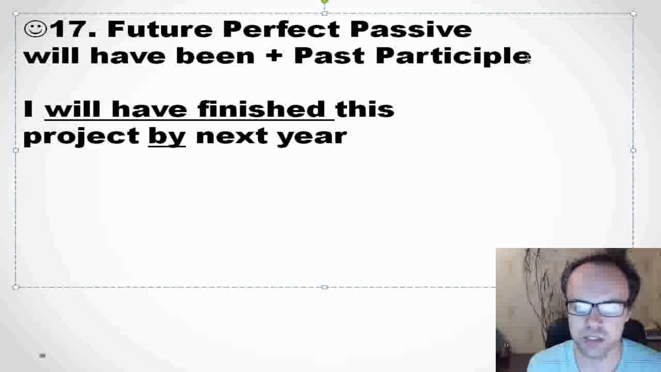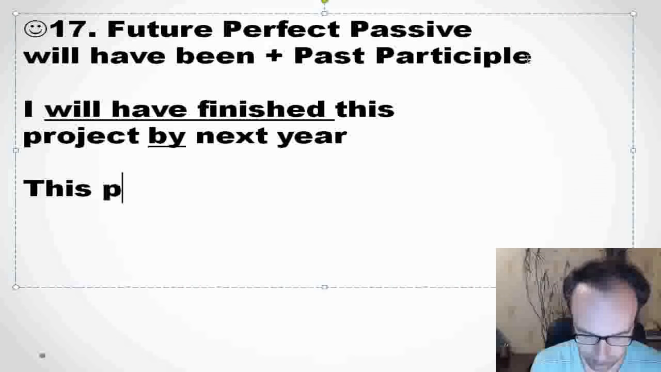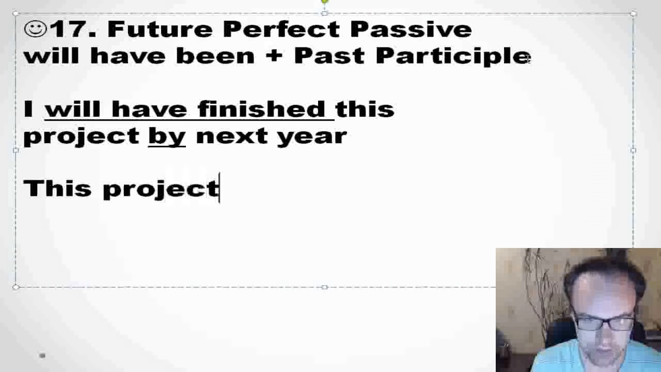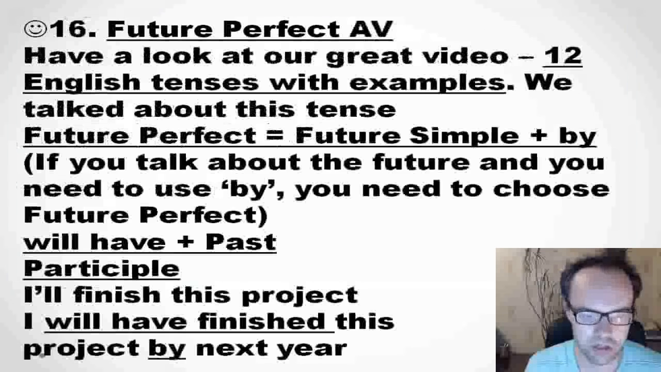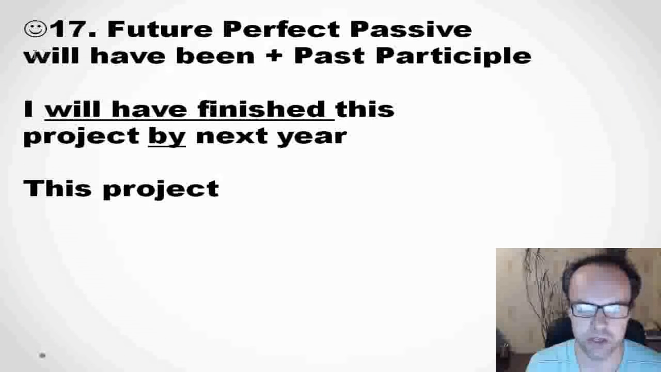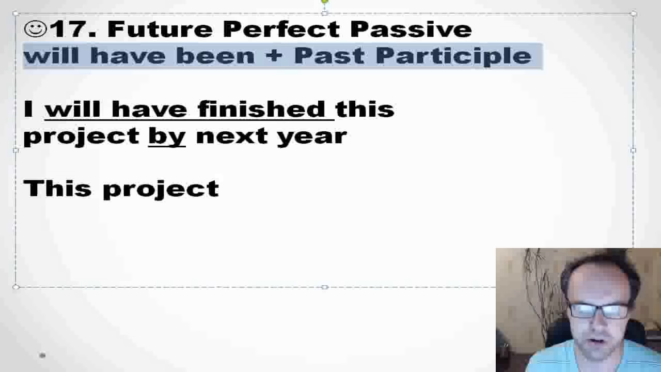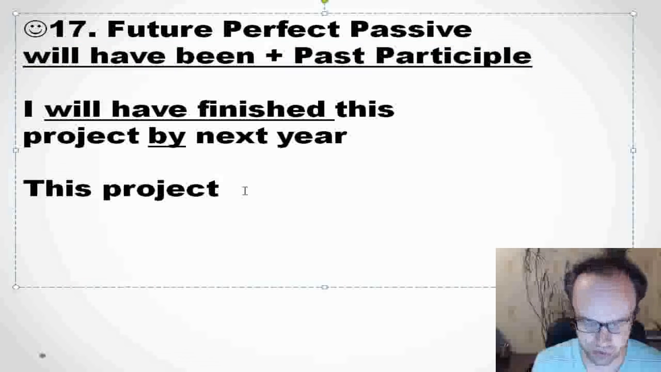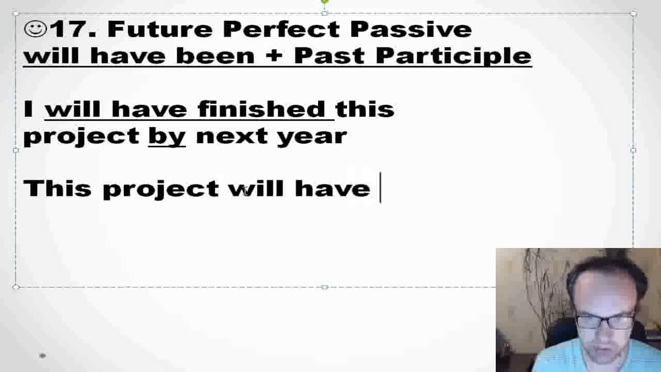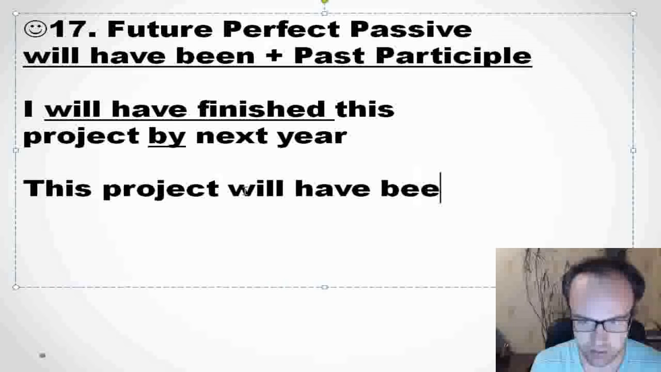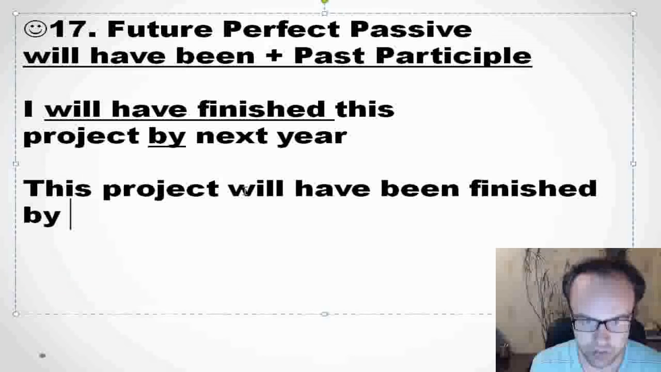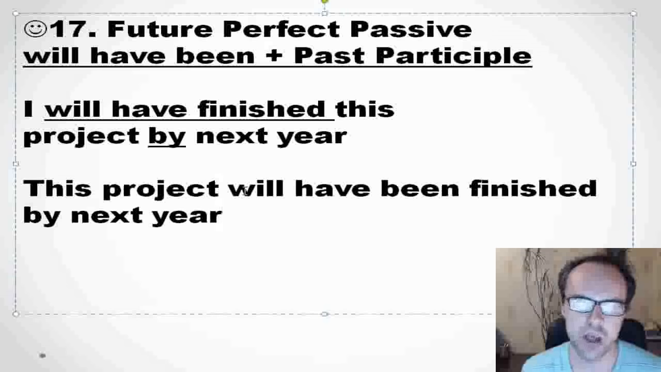You need to say it in passive voice. So this project... how do we form it? We'll have been plus past participle. You see, this project will have been finished by next year.